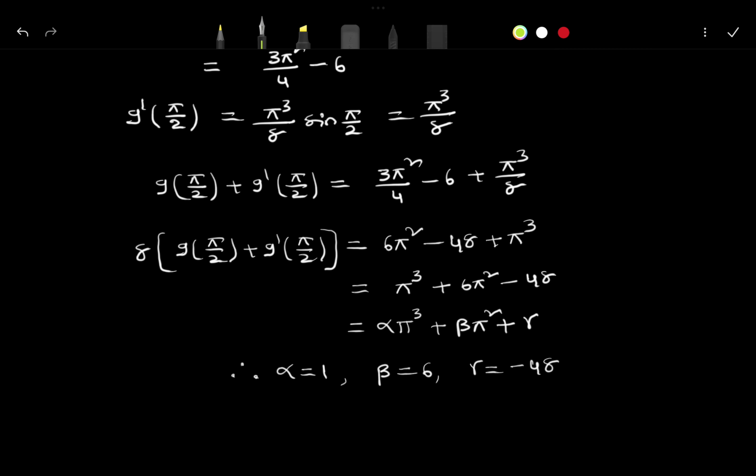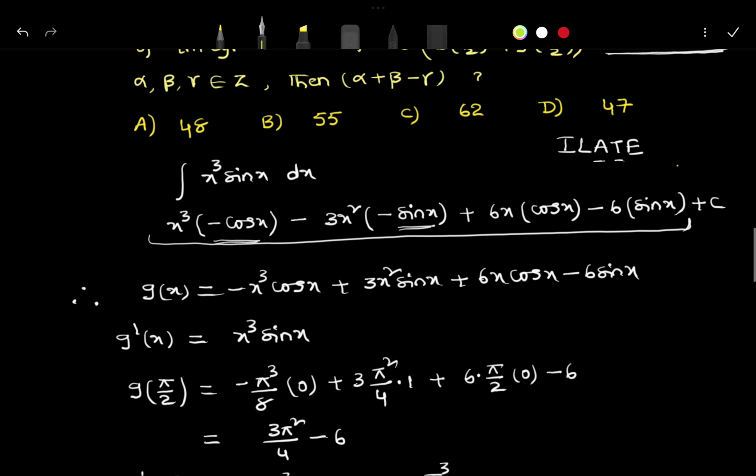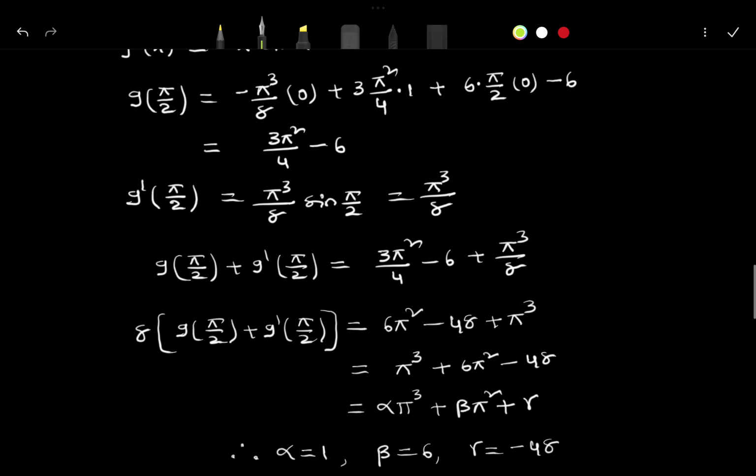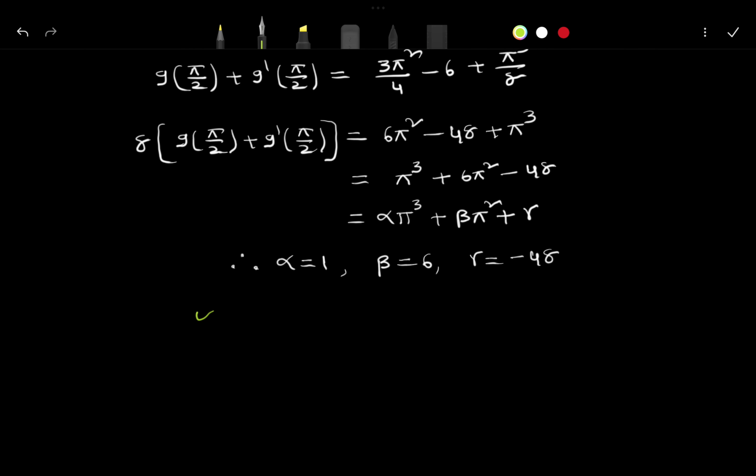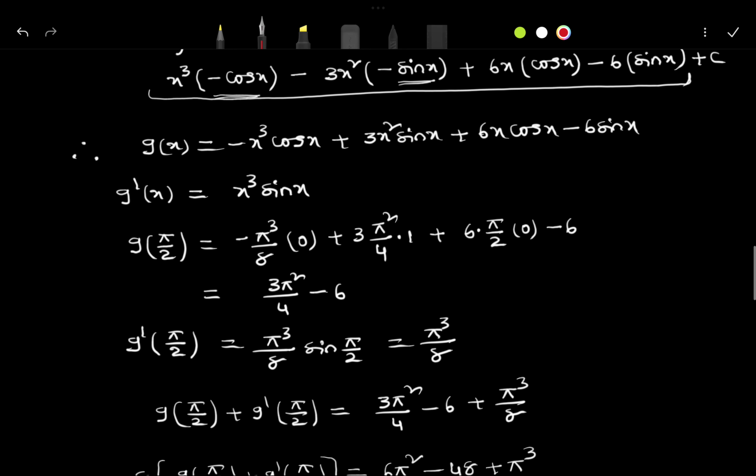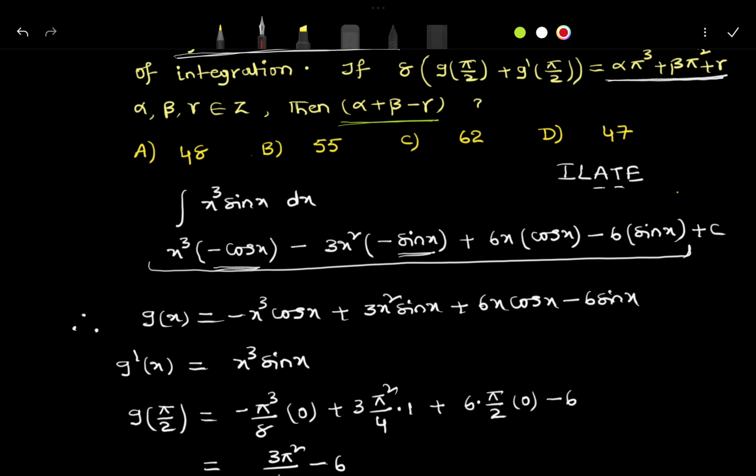Now after this I want alpha plus beta minus gamma. See, in this question we want alpha plus beta minus gamma. Alpha plus beta minus gamma is equal to how much? That is equal to 1 plus 6 plus 48. So totally your value will be 55, which is the correct answer. So I hope that everybody is clear. Your final answer is 55, so your right option is B.